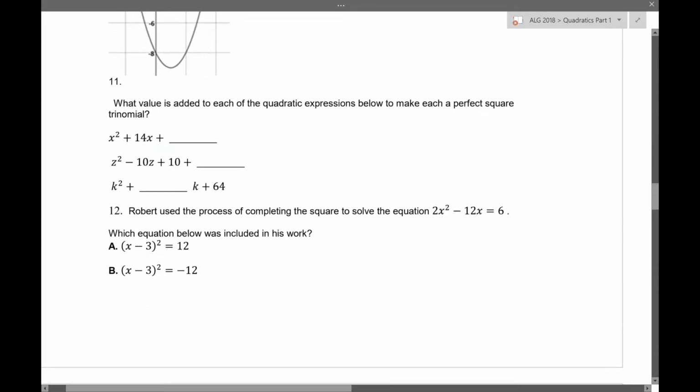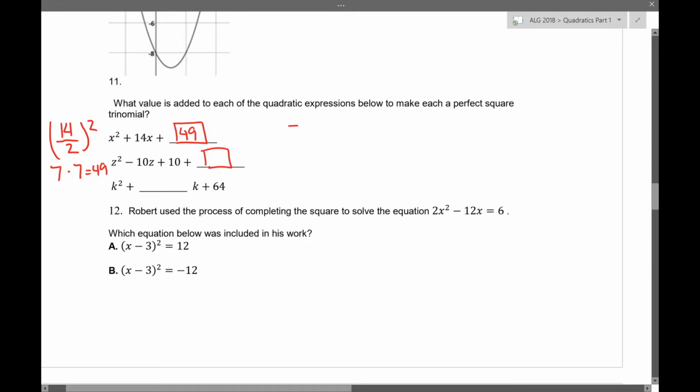What value is added to each of the quadratic equations below to make a perfect square trinomial? Okay, so this question, all we're trying to do is figure out what goes in this box. Remember how we did the box, completing the square? So how do I complete that square? All I need to do is do 14 divided by 2, and I need to square that answer. 14 divided by 2 is 7, and 7 times 7 is 49. So 49 is that answer. Okay. Now let's do the next one. Z squared minus 10z plus 10 plus the box.